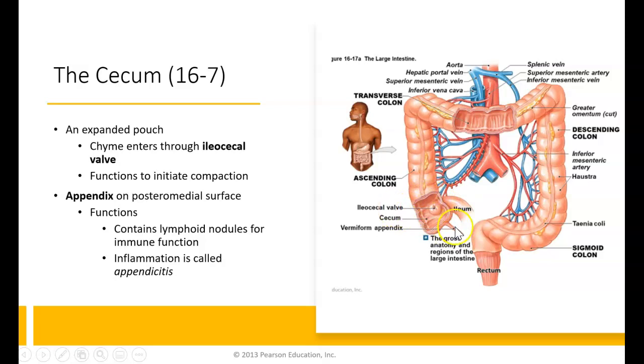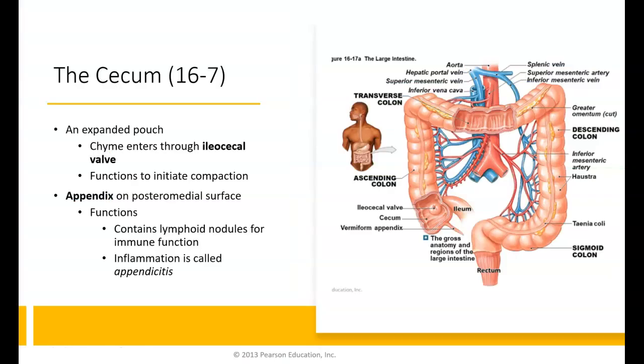The appendix is located right here on the posterior-medial side, and it contains some lymphatic tissue, so it plays a role in immune response. Sometimes it can get infected and inflamed, which is what is called appendicitis. Although it does play a role in some immune response, typically it's considered a vestigial organ, meaning that there's really no known function to it.